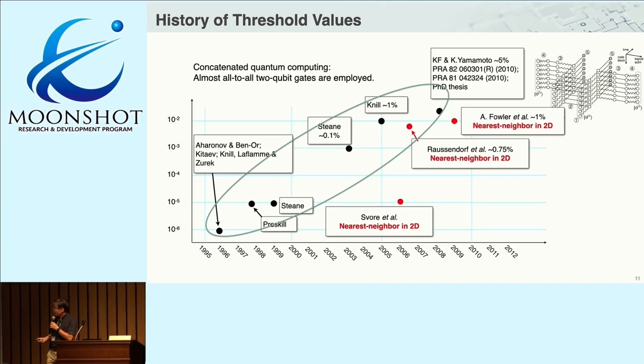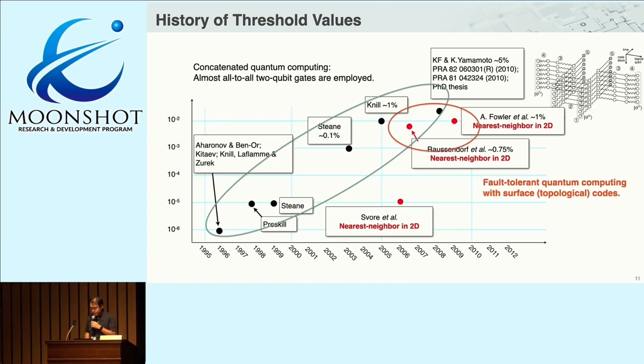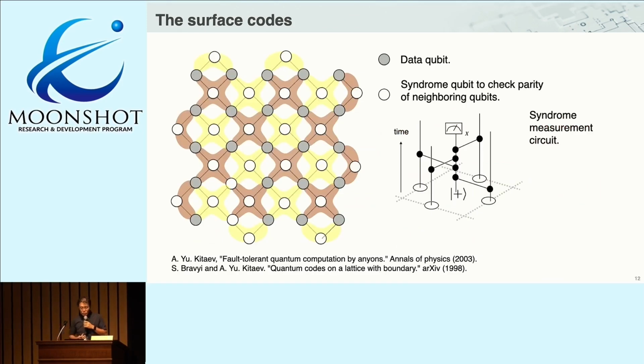But soon later, Robert Raussendorf proposed a very nice fault-tolerant quantum computing scheme, which approaches a threshold value around 1% using only nearest neighbor 2-qubit gates on a 2-dimensional array of qubits. So this is another direction for achieving fault-tolerant quantum computing using a quantum error correction code, the so-called surface code. Let me briefly explain the surface code.